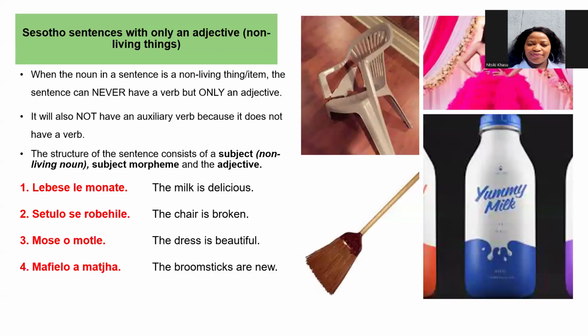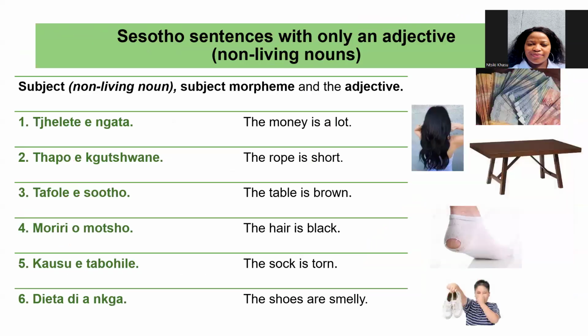Now, here are some examples with non-living nouns. The key thing to remember is that a sentence with a non-living noun can never have a verb, because the noun cannot do an action. Lebese le monate, situlo se robehile. Mose o motle, mafielo a matjha. Here are other examples as well. Tjhelete e ngata. Thapo e kgutshwane. Tafole e sootho. Moriri o motsho. Kausu e tabohile.